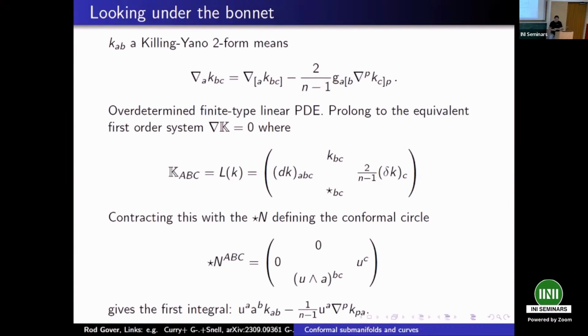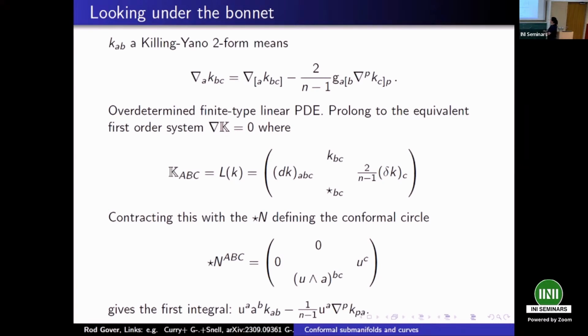Okay, so here's the first of what I'm calling looking under the bonnet. So Killing-Yano, that's what I've already said. When you form this prolongation, it looks like this. This is the BGG splitting operator. Here's your Killing-Yano tensor. Here's more or less its exterior derivative. Here's its divergence, and there's some second order operator on the bottom that I don't care about.